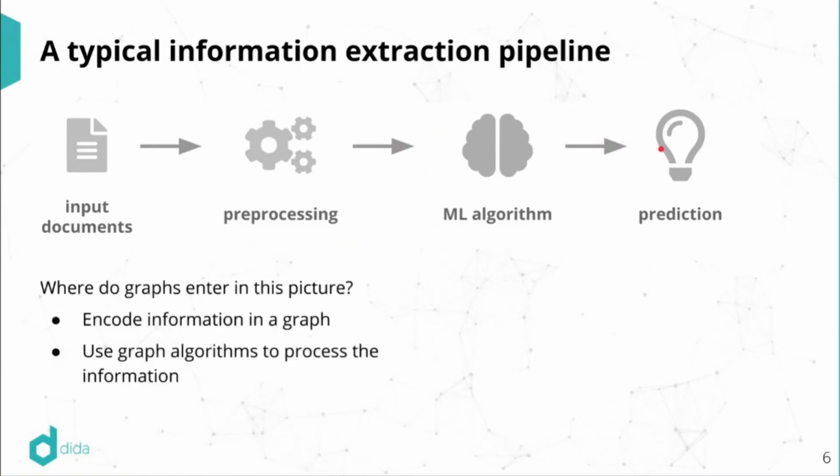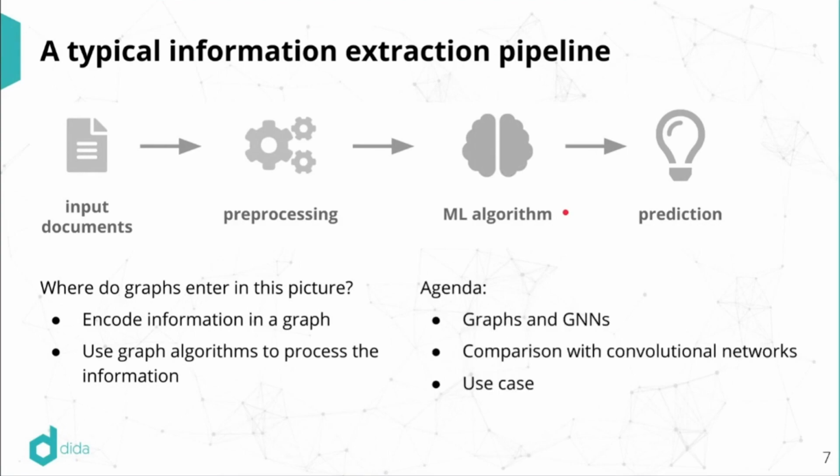Okay, so where could graphs potentially enter in this picture? There's two places. In the pre-processing step, we would like to take this document or this data and encode it using a graph in a way that meaningfully captures the structure of the input data. And then in the second step, this number crunching step, we would like to use an algorithm that can consume and make good use of this graphy data we got.